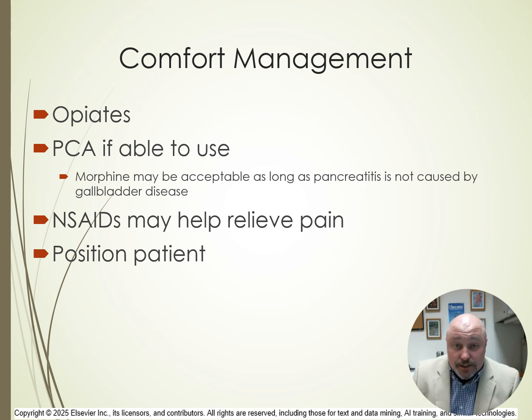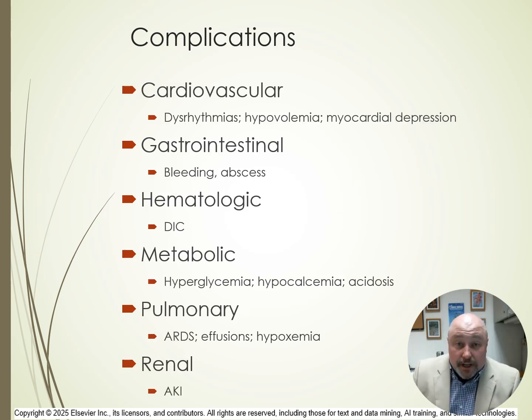Traditionally, opioid analgesics like morphine were considered to cause spasm of the sphincter and exacerbate pain. However, current research questions this practice. Several complications associated with severe pancreatitis include multi-system organ failure, such as issues with cardiovascular, GI, hematologic, metabolic, pulmonary, and renal systems.